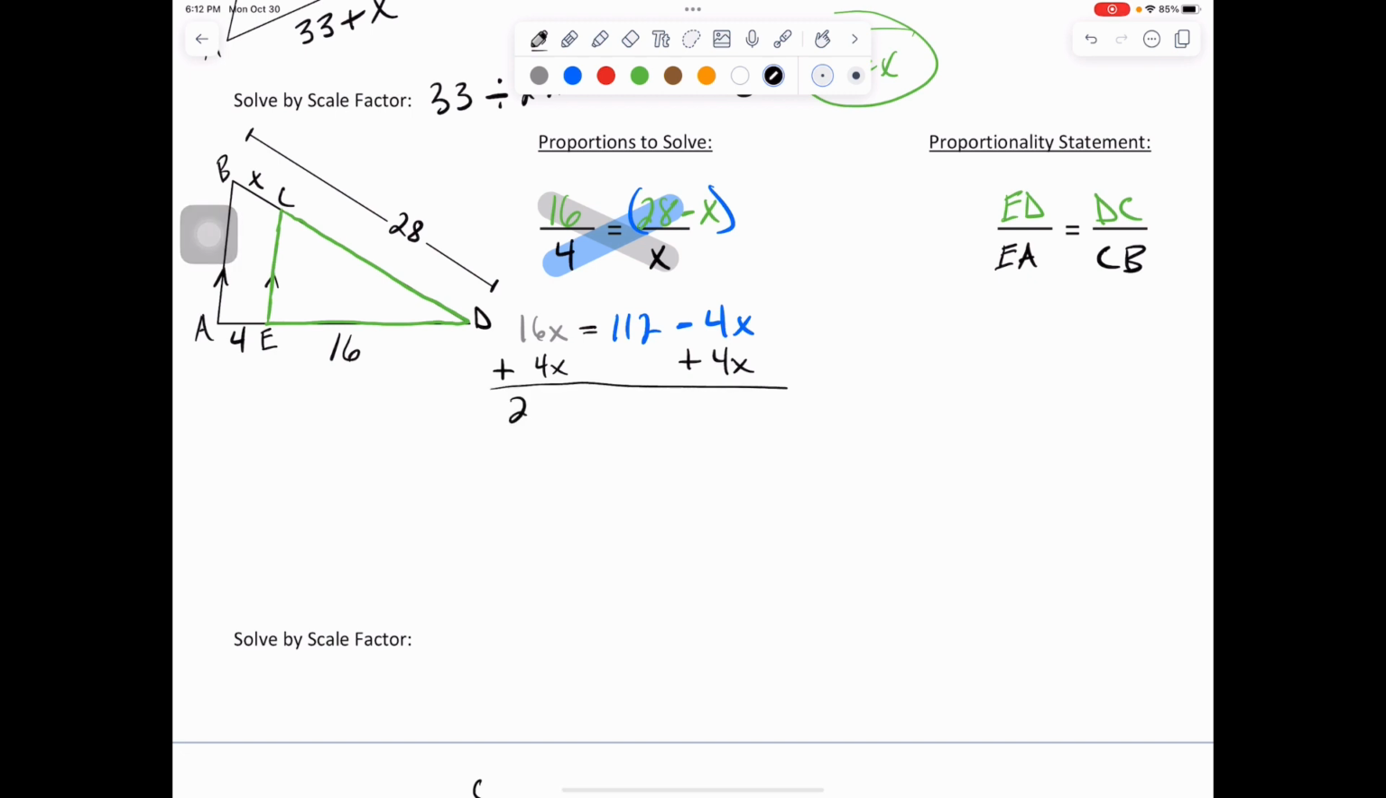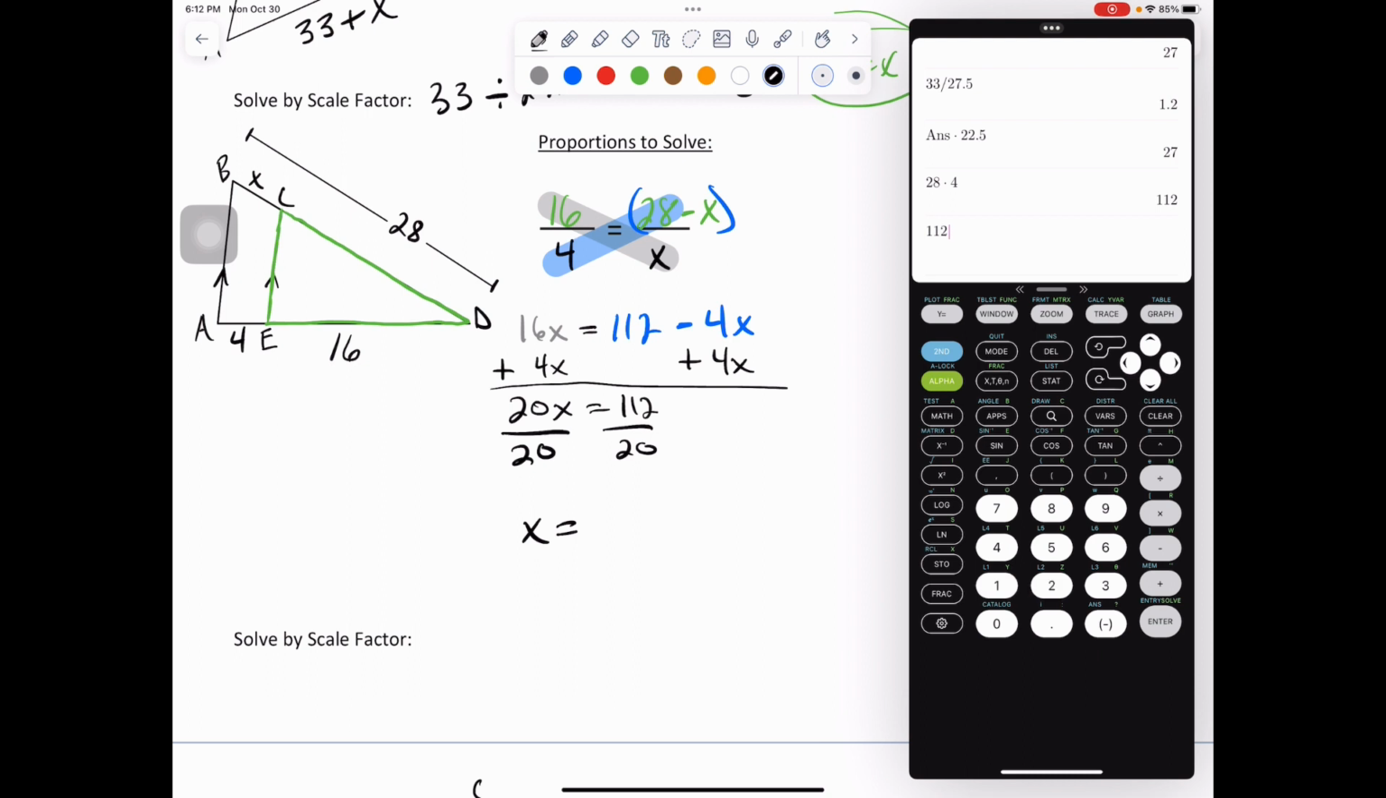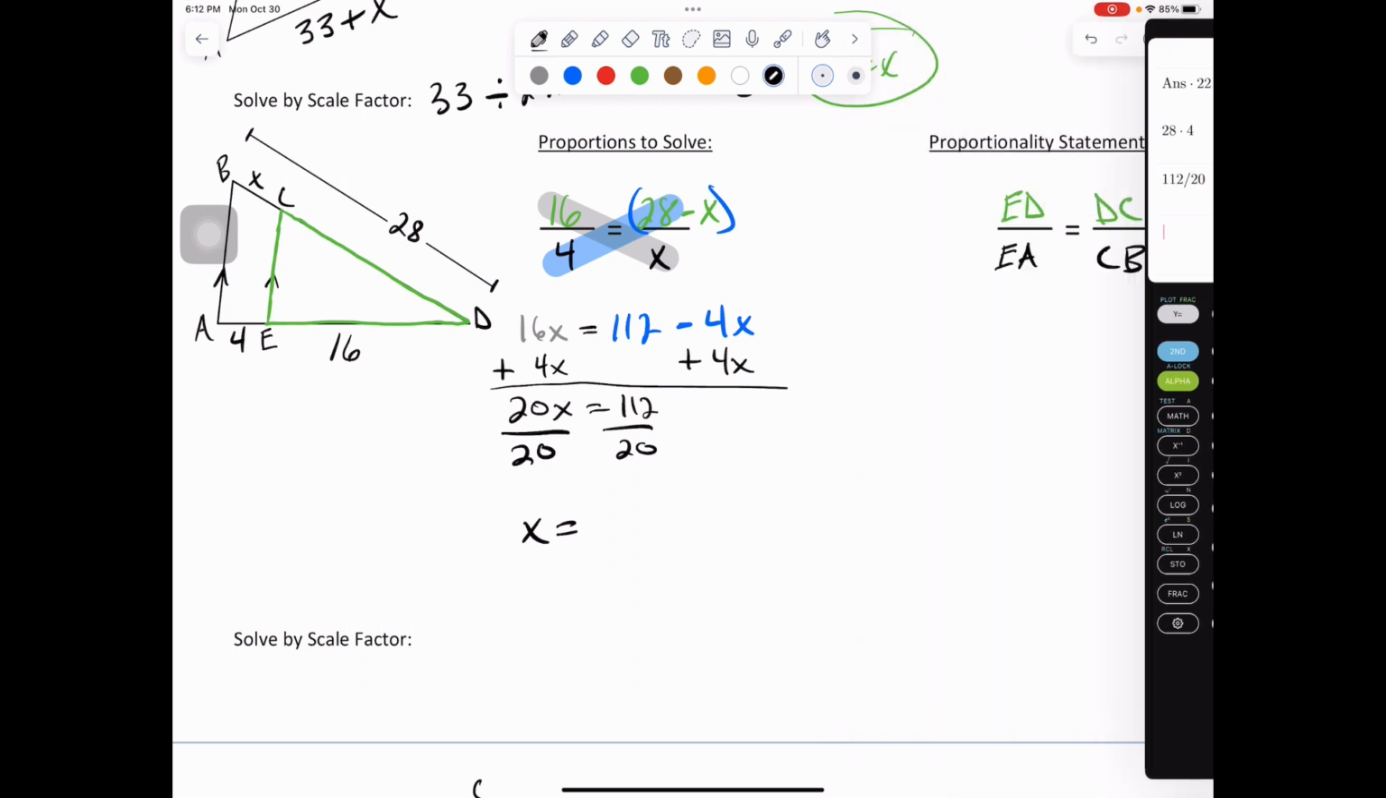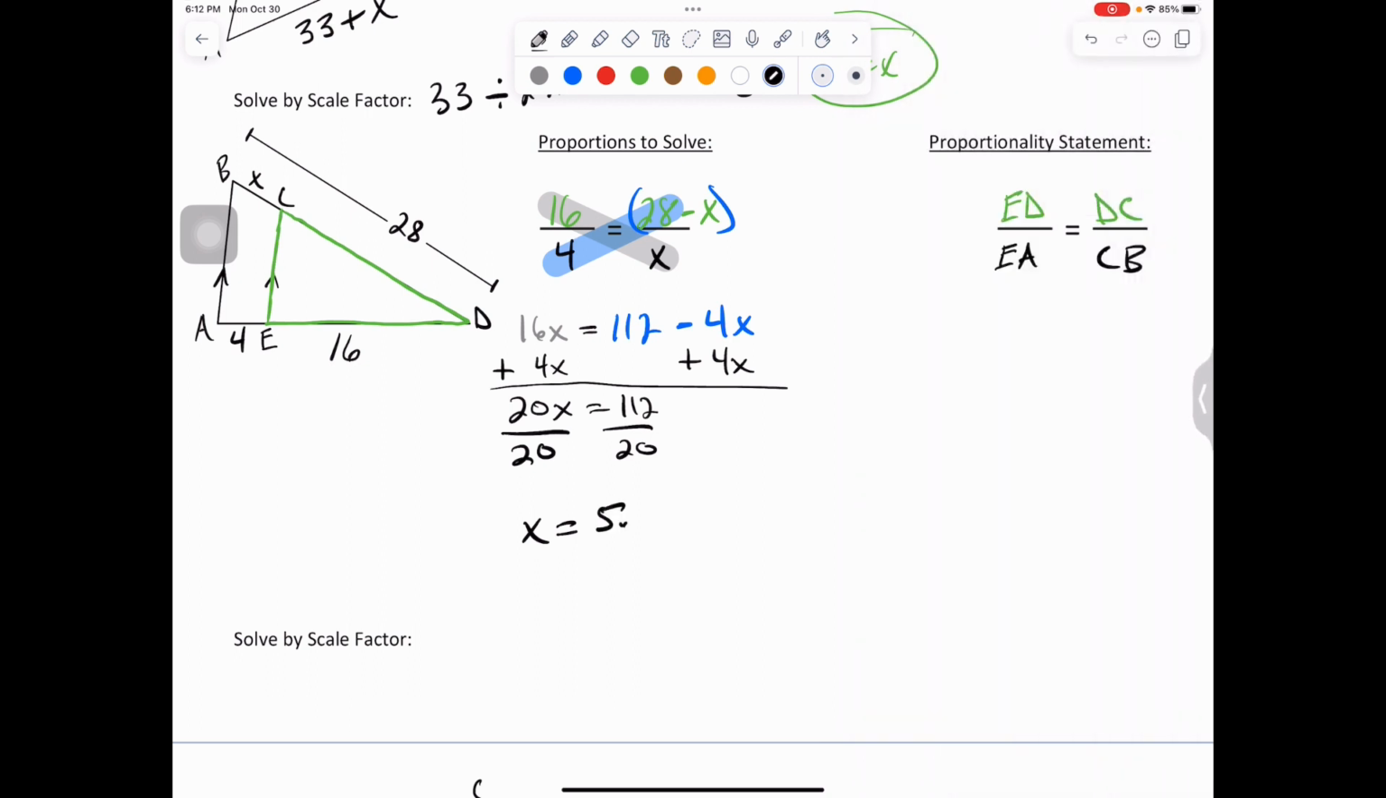All right, so we have 20x equals 112, and what do we do? Exactly. We just divide each side by 20. Oops, sorry, not 22, not the double deuce. The Bernie special for his baseball number. X equals, we will do 112 divided by 20 equals 5.6.